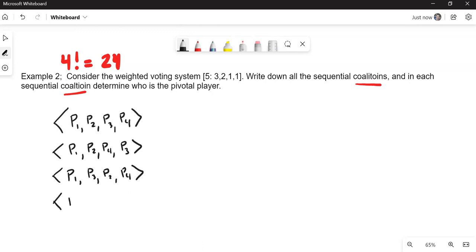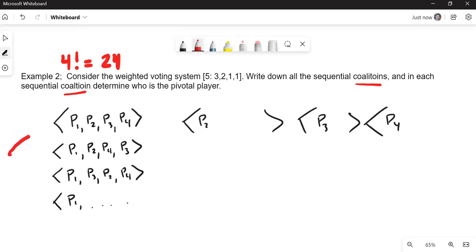There is a systematic way of keeping track of these, but I'm going to stop there and see that there's going to be a whole bunch of these, right? Those are only the ones if player 1 goes first. What if player 2 goes first? What if player 3 goes first? What if player 4 goes first? So you're going to have all these different sequential coalitions that you can do depending on who comes first. And in each one of these, there's going to be a different pivotal player. I'll just take a look at one with you, and then I'll ask you a couple examples on the video.